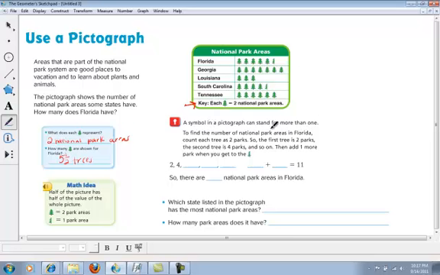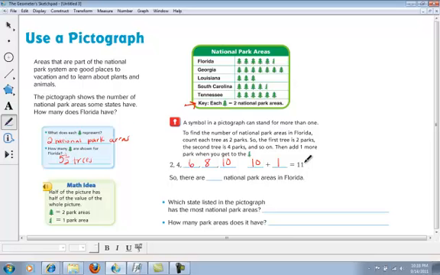To find the number of national park areas in Florida, count each tree as 2 parks. So the first tree is 2 parks, and the second tree is 4 parks, and so on. And then we'll add 1 more park when we get to the half of the tree. So let's look. We have 2, 4, 6, 8, 10. And then we're going to add our 1 extra park that's shown by the half of a picture.